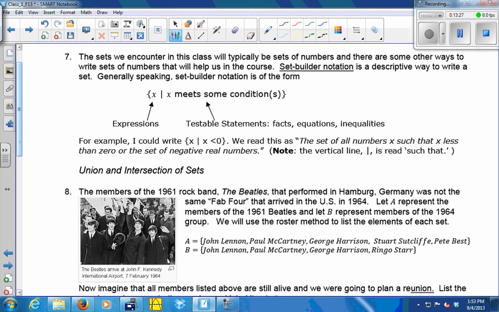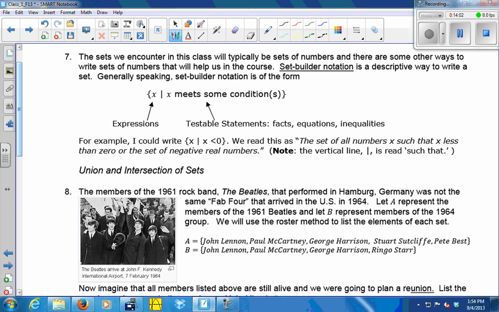All right, the sets we encounter in this class, though, are not typically going to be sets of things like the 7 dwarves. They're going to be sets of numbers. So there are some other ways to write sets of numbers that are going to be more efficient than just listing every number in the set. Sometimes it could be a really big set. So the first one is called set builder notation. It's a descriptive way to write a set. Generally speaking, it looks like curly bracket, X, and then a vertical line, and then some conditions. The vertical line is read such that.